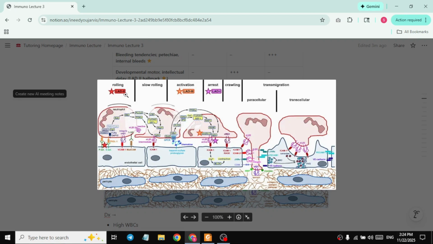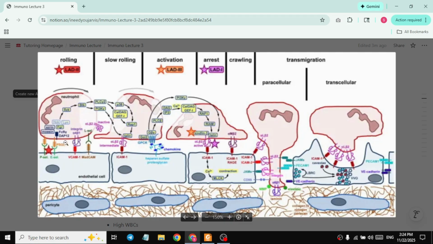You see, LAD2 is early, right? LAD2, and they've given you the P-selectins and E-selectins, and I'll try to zoom in just a bit more here. And then VCAM and ICAM come in, right? And then ICAM eventually turns into the PECAM that you can see here.